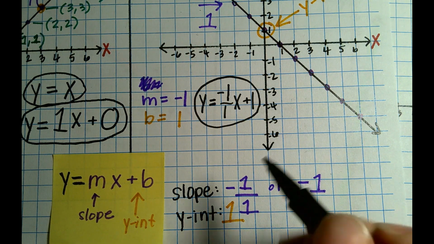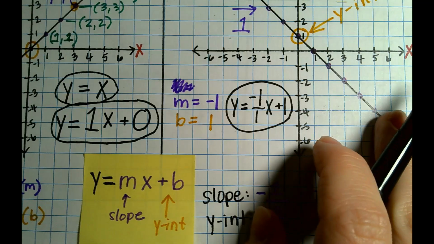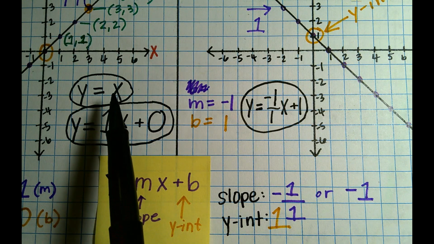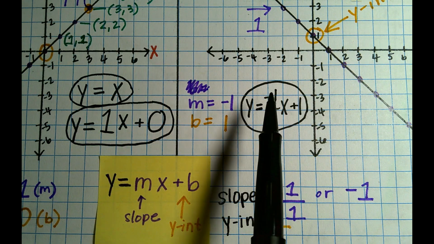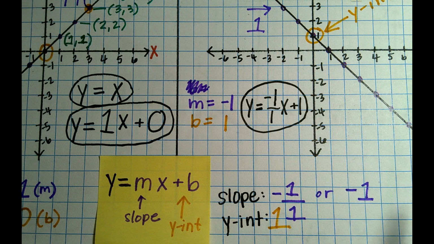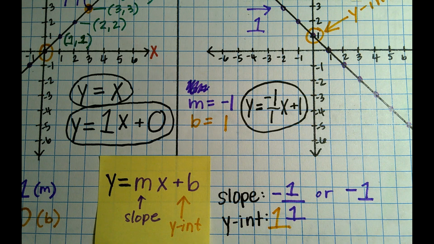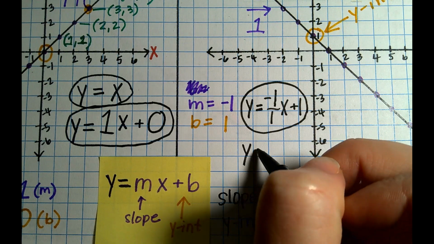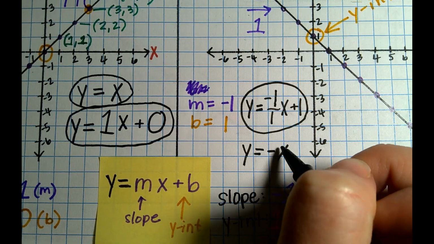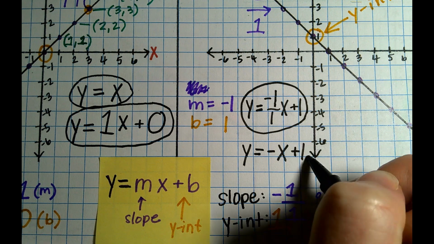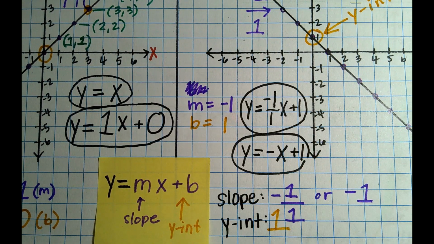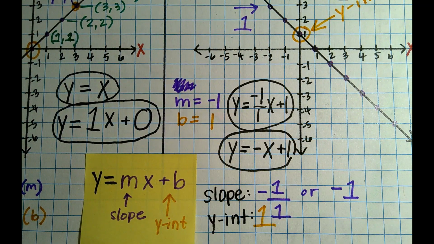Not too bad. Now, just like we can say 1x is the same as x, we could say -1x is what? You could say -x. Both are fine. I'm okay with either. But we could also say -x plus 1. So, both work. There we go. We wrote equations. We found slope. We found y-intercept. Lots of things, you guys.